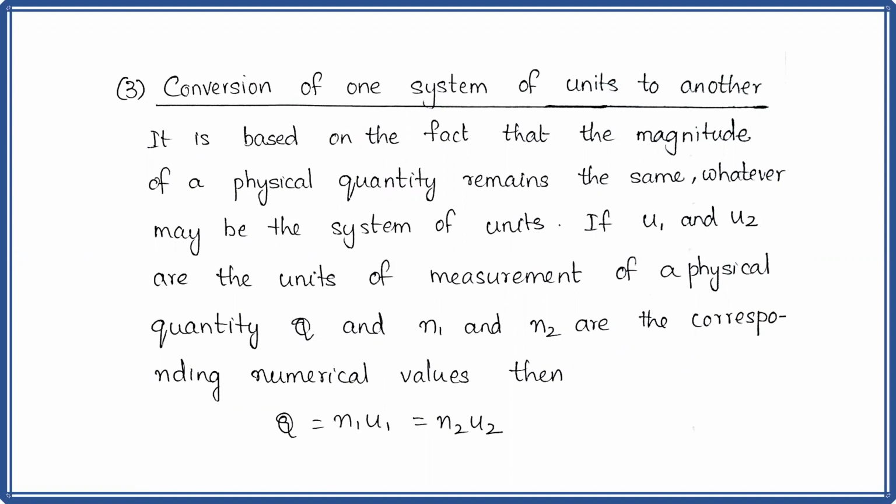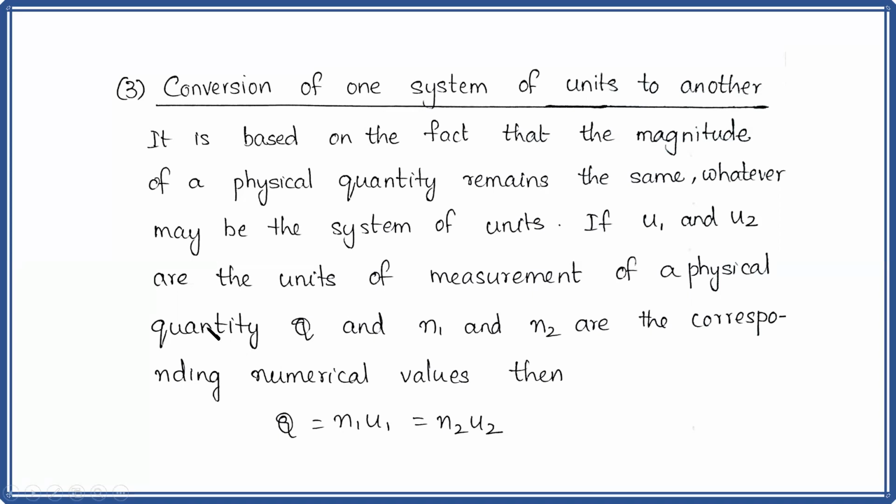So you can see what is one system of units. As I told you, three systems of units we have studied in this chapter, that is the MKS system, CGS system, and FPS system. Not only that, they may give you some other system also. Then converting one to another is our topic now. It is based on the fact that the magnitude of a physical quantity remains the same whatever may be the system of units. So magnitude will always be the same.